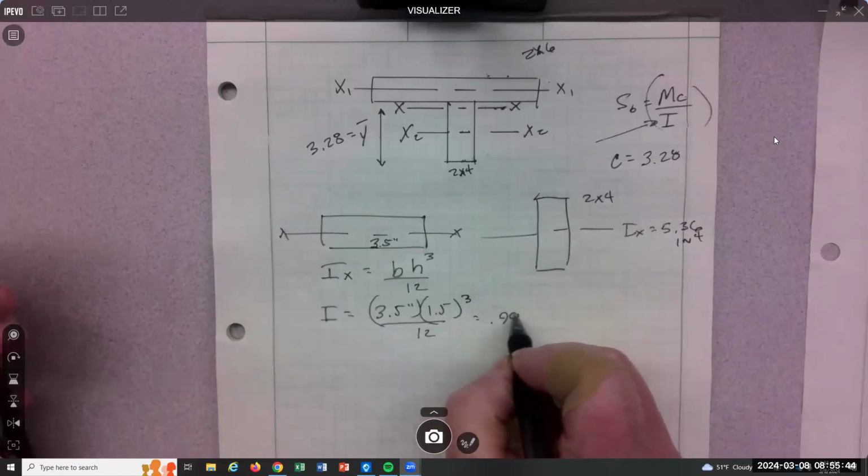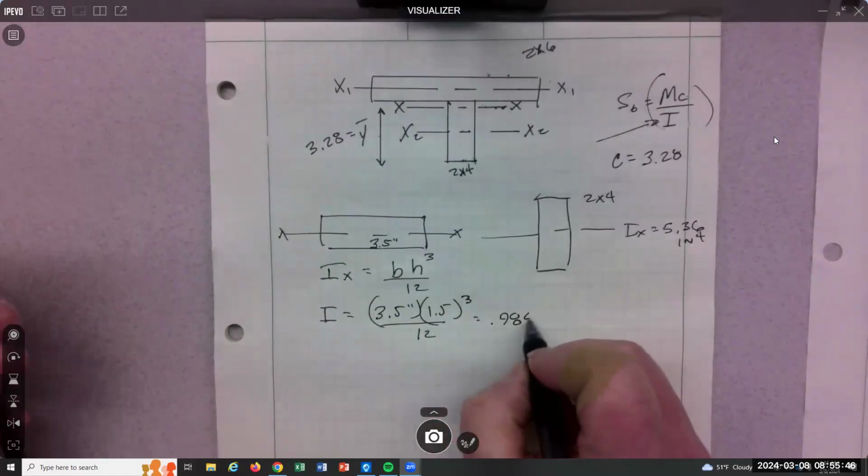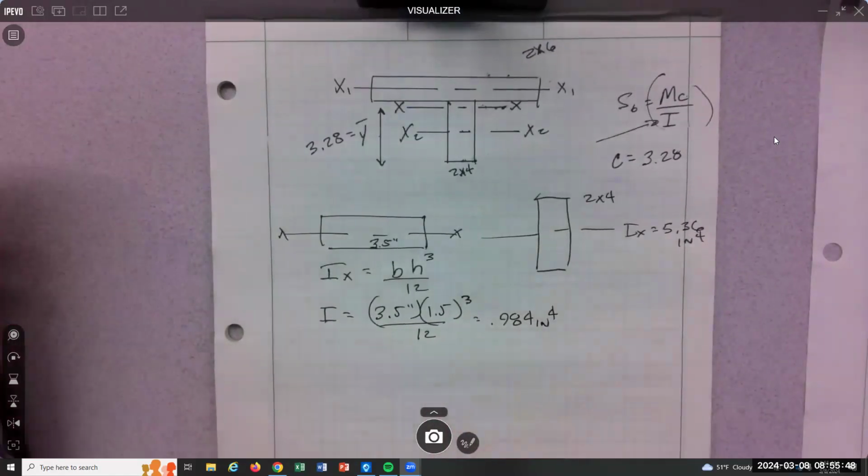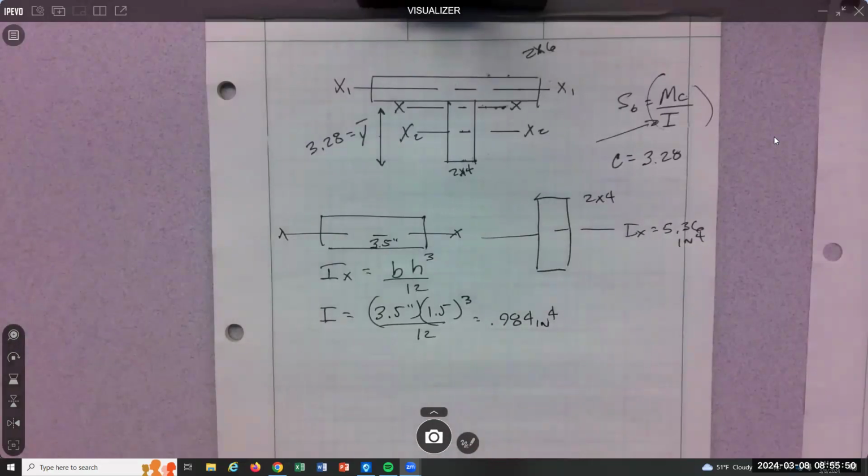0.984 inches to the fourth. Anyone else grind that? Make sure I didn't screw it up. Pretty sure I got it.